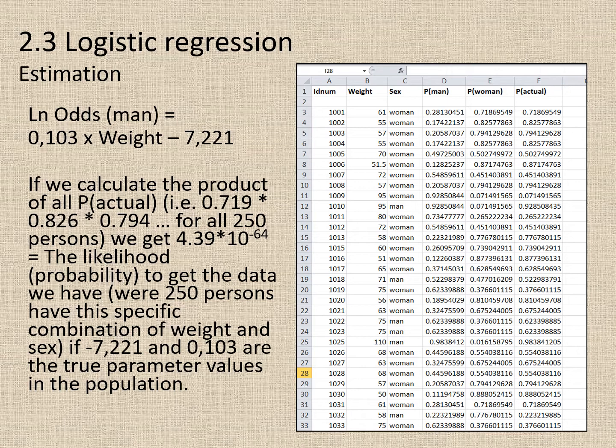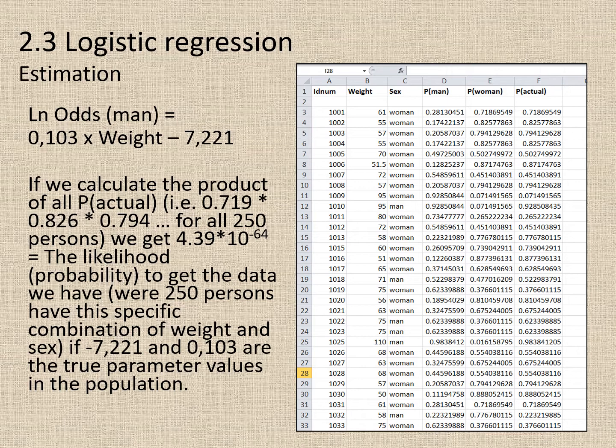What kind of values do we want to have in this column here, P actual? We want to have values near 1, high values, because that means our formula is good at predicting the person's sex. And we see we have quite high values here, with a few exceptions.